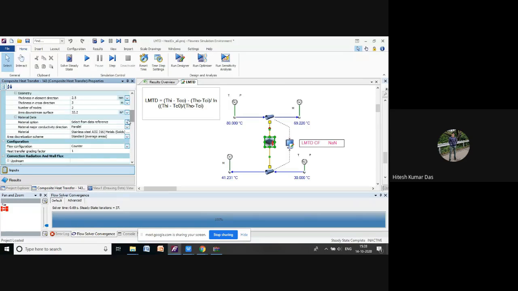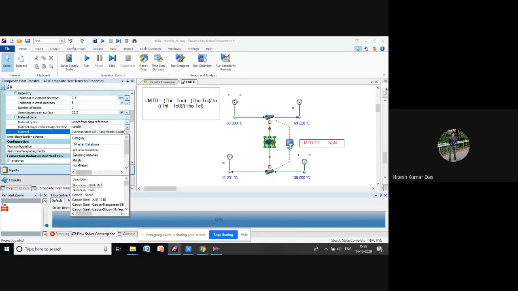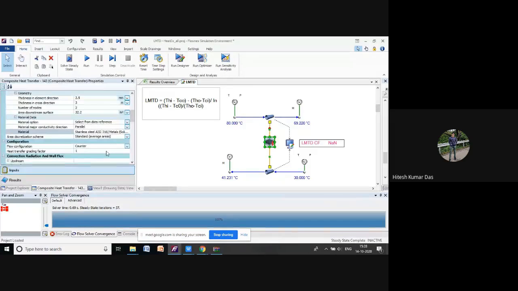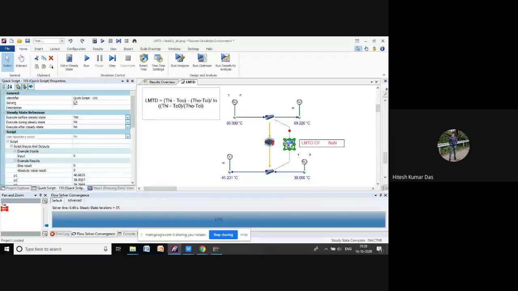Here one thing I forgot to tell you all, that we are using the material stainless steel 316. You can change your materials also. All the materials for the pipes are assigned here. Here we are using metals, and you can see all types of material are there in the master database. Next, the same thing we have assigned for this script.